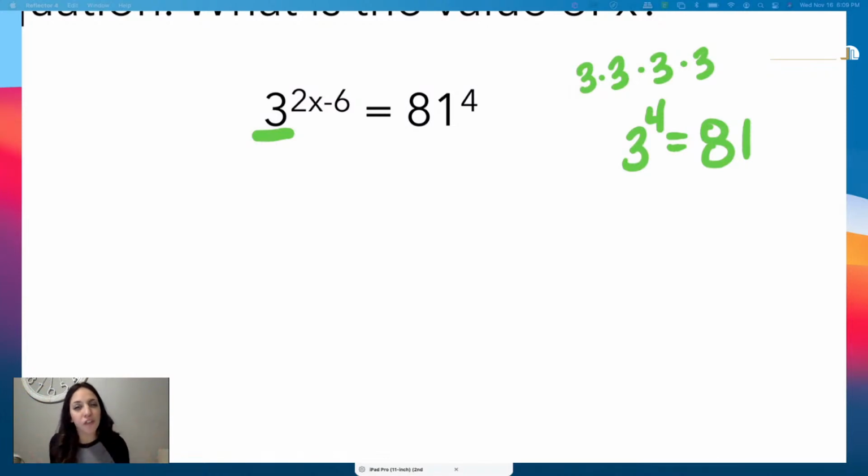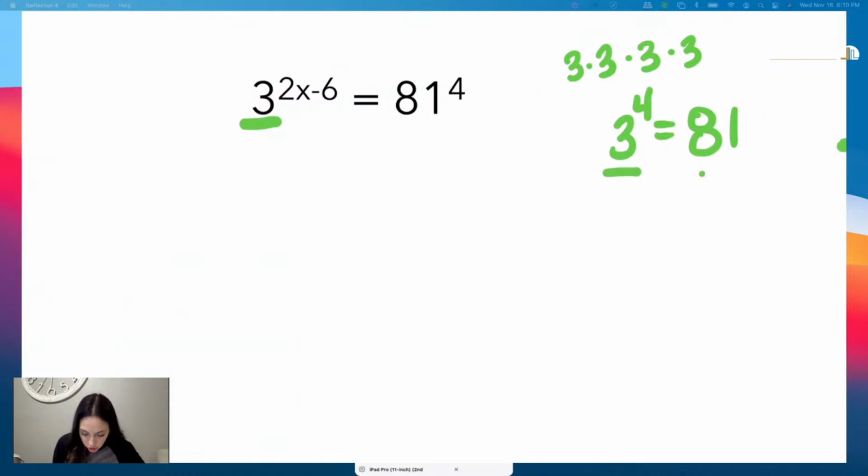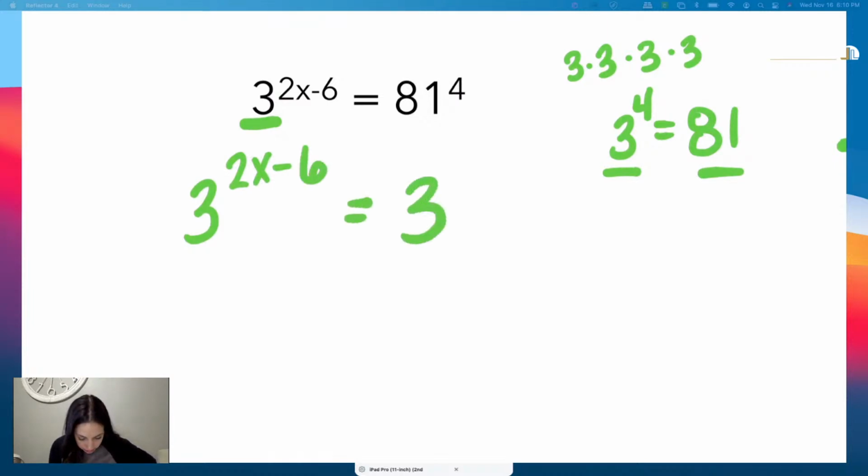It's like if you have a football game, I can take the quarterback out and put a substitute quarterback in. But I'm not going to take the quarterback out and put a running back in for the quarterback. In this situation, these are the same. So I'm going to keep the rest of my equation the same. And I'm going to replace the 81 with a 3 to the 4th power.